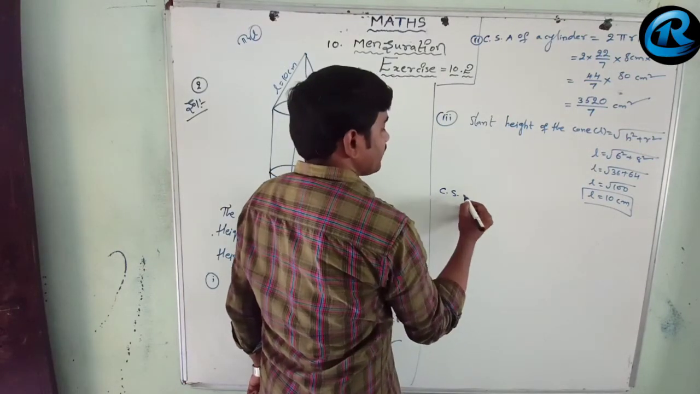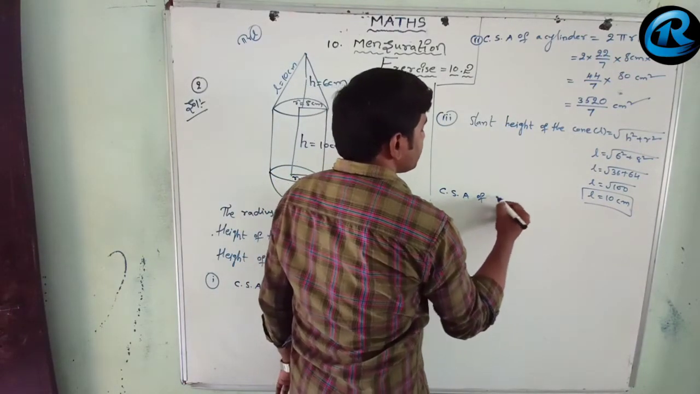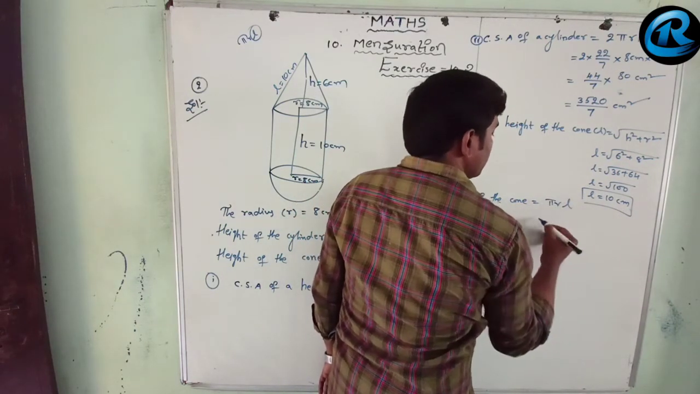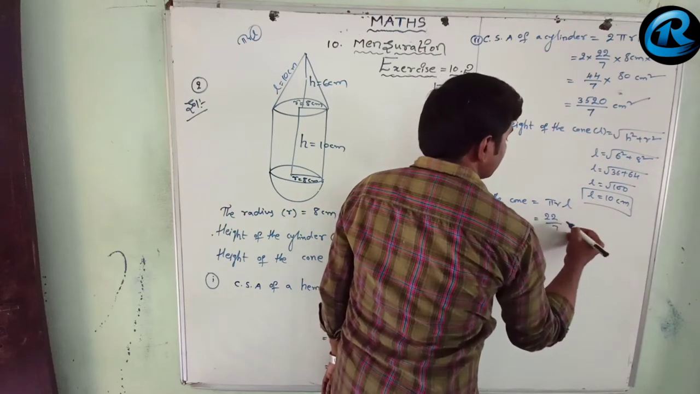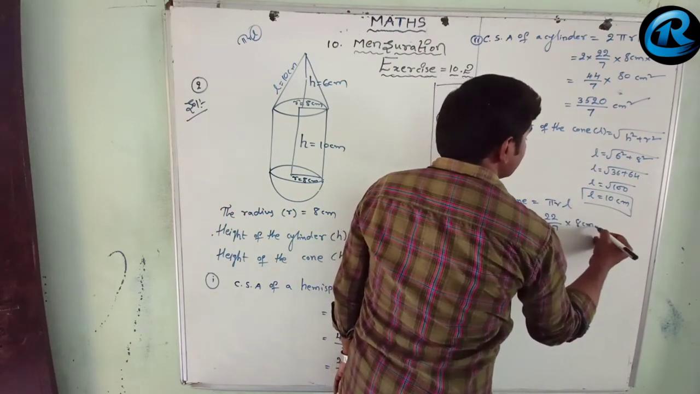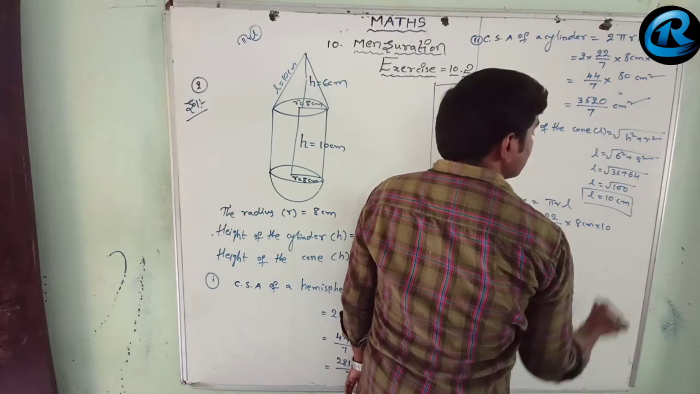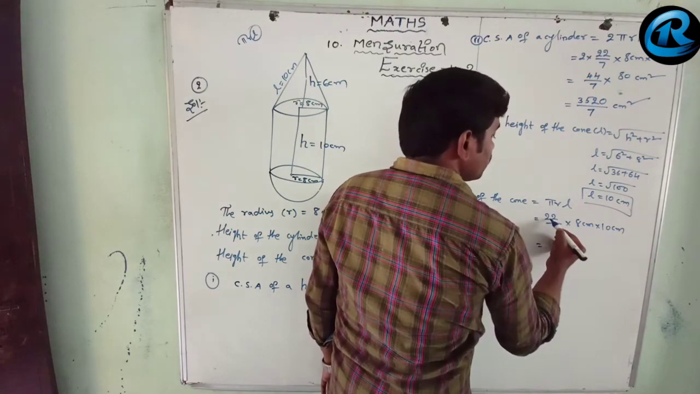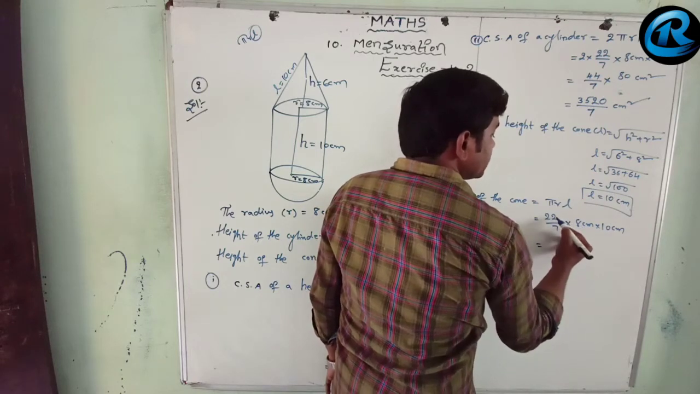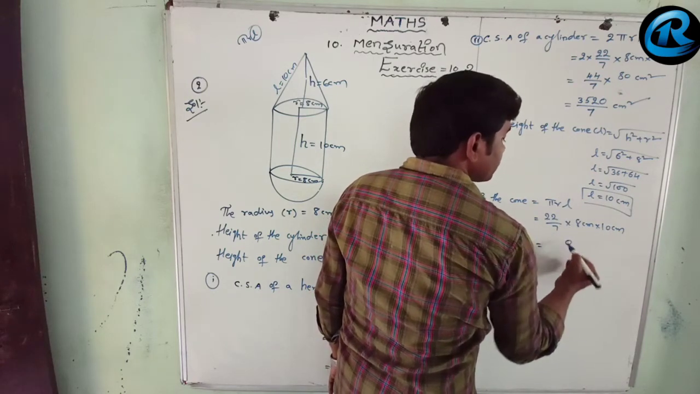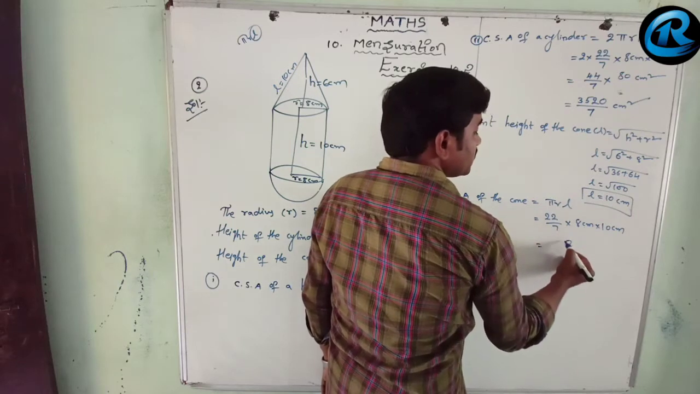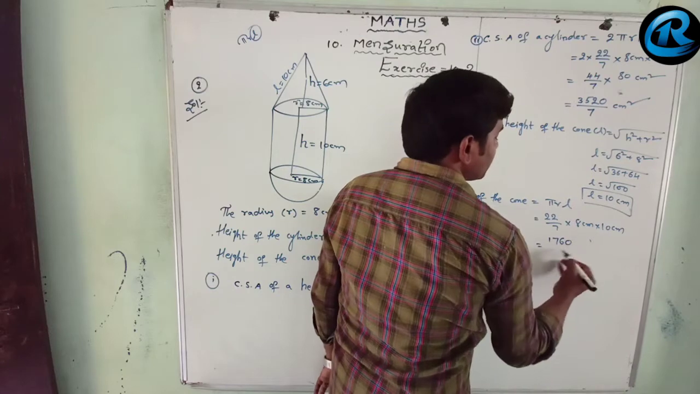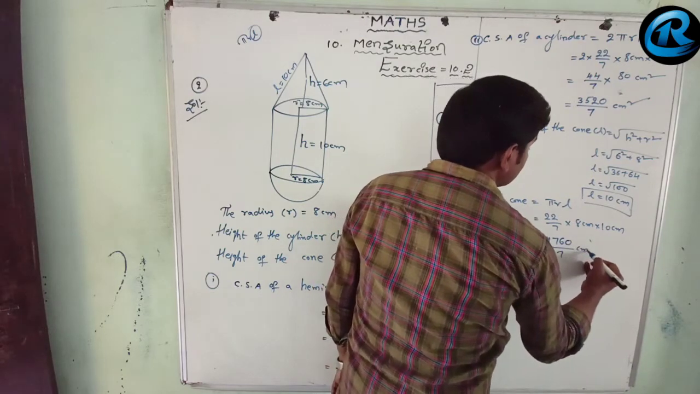Curved surface area of the cone is equal to pi r l. Pi value 22 by 7 into r value 8 centimeter into l value, that is 10 centimeter. Simple, that is now 22 into 8. So here 1 0. First we write 0 and 8 2 is 16, 1 carry 8 is 16 plus 1, 17. 1760 by 7 centimeter square.